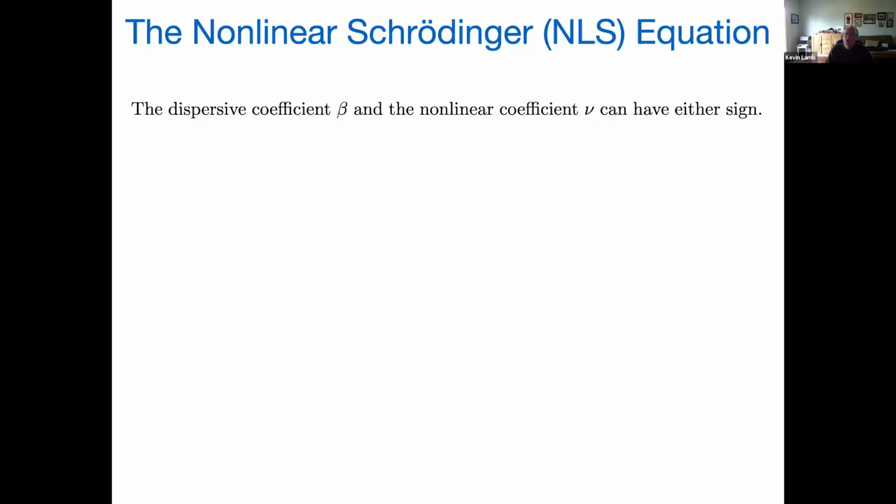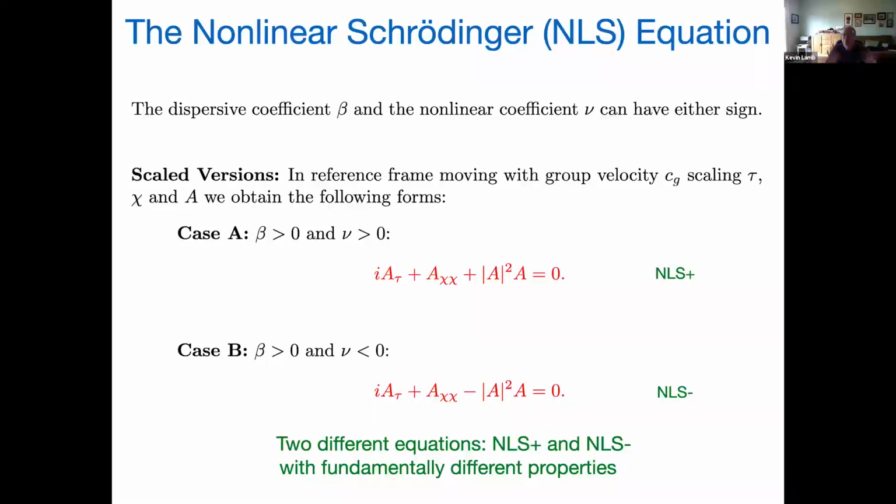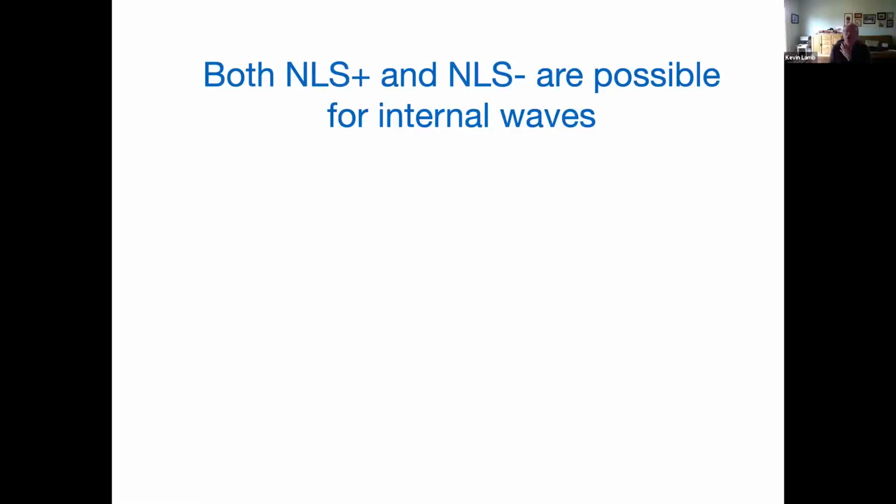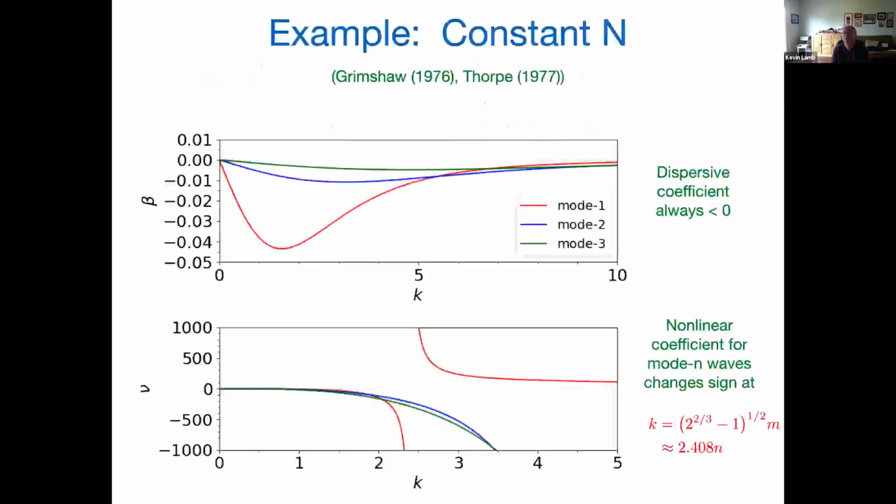Okay, so the dispersive coefficient and the nonlinear coefficient nu can have either sign. As I'm sure you're all aware, there are really two scaled versions of this equation. If both coefficients, beta and nu, are positive, you get NLS plus. If they have opposite sign, you get NLS minus. Or if both coefficients are negative, you get NLS plus again. Both NLS plus and NLS minus are possible for internal waves.